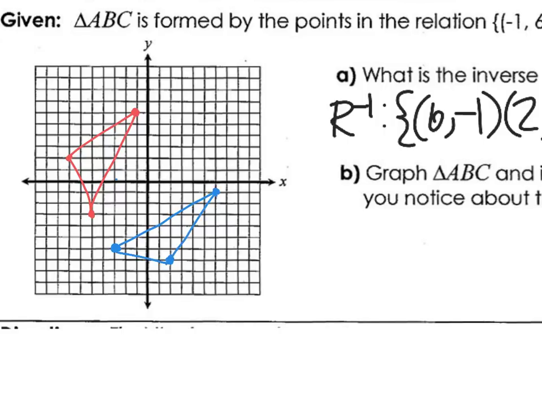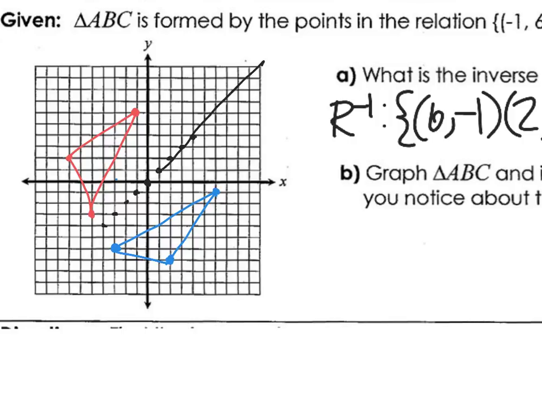So connect the dots and form a triangle. Now, what I want you to notice about this graph is that it is reflected across the line y equals x. So y equals x is the line that goes up 1 over 1, up 1 over 1, down 1 over 1, down 1 over 1.